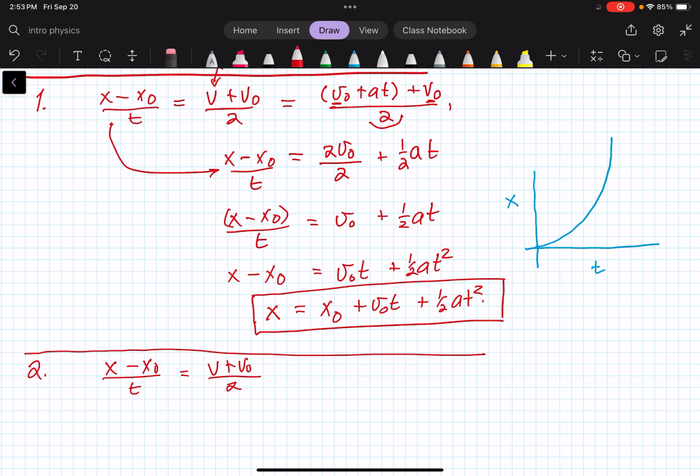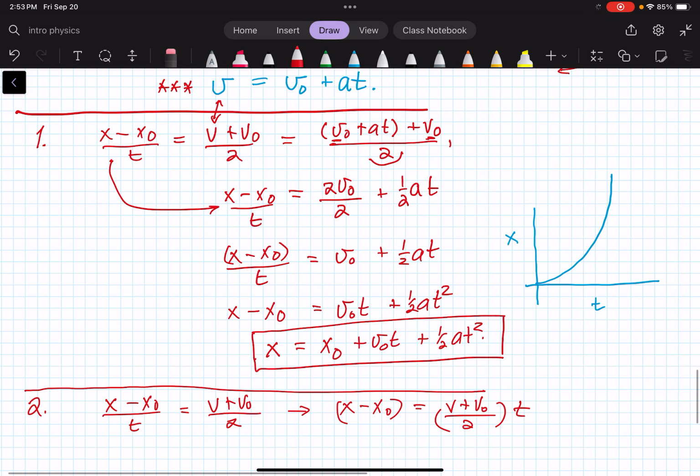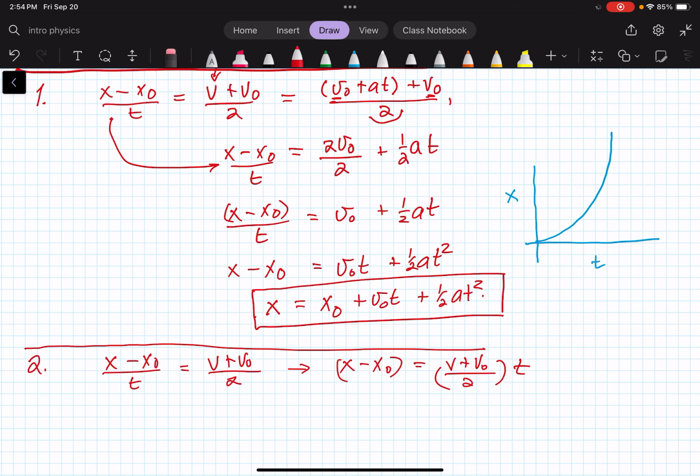Okay, so it's just the same thing that we did before, but now we're going to multiply both sides by t. So we have x minus x naught is equal to (v plus v naught) over 2 times t. And if we look up here at the triple star equation, we have a way of writing t in terms of v and a, so that we can get rid of it in that expression. So if we look at triple star, we know that v is equal to v naught plus a times t.